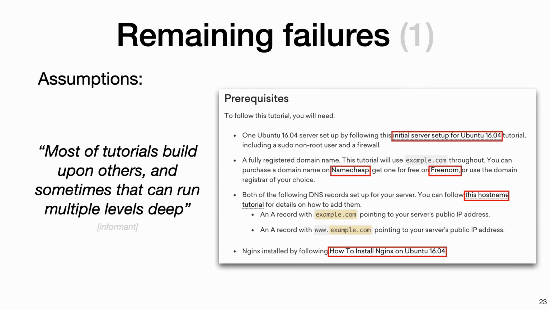So a problem related to assumptions that the tutorial authors might make about the reader's environment. There are these prerequisite sections in all of these tutorials, which they might point out to one or more tutorials. And this can even run multiple levels deep. So each of those prerequisites might have their own prerequisites. And this can become problematic, especially when the reader doesn't know which one of these links they need to follow and whether or not these links are up to date.